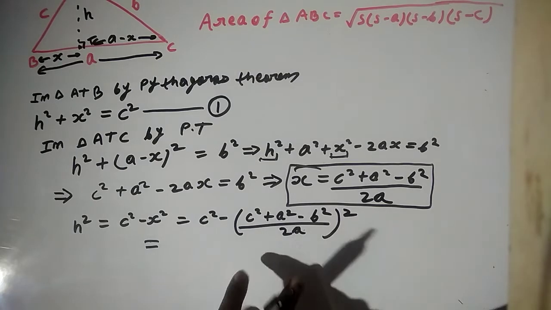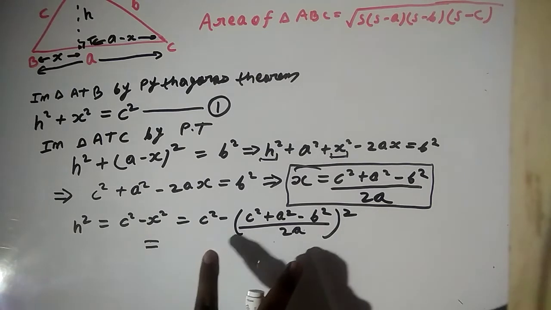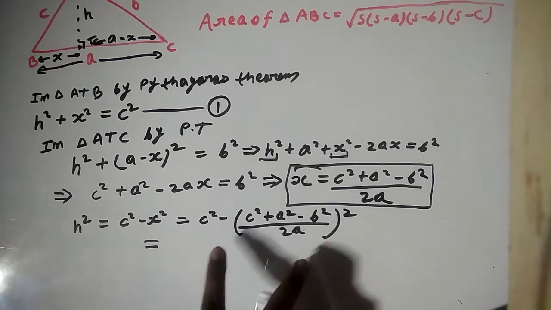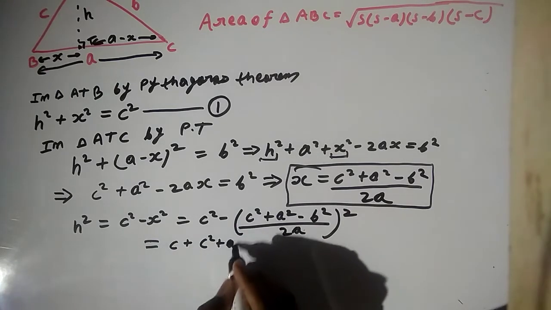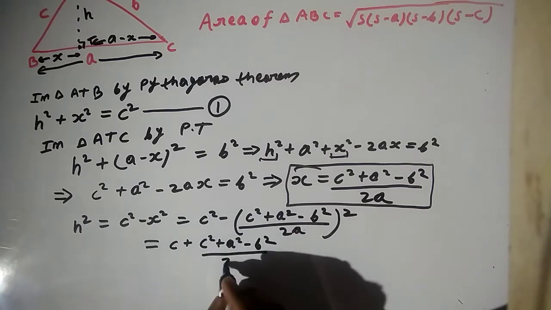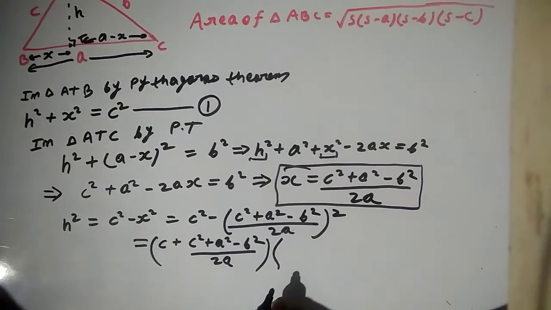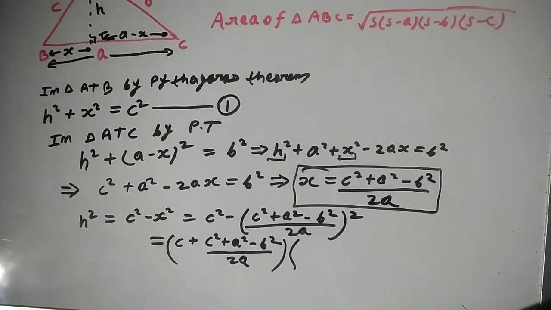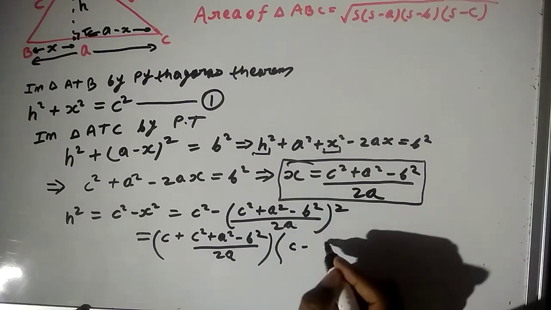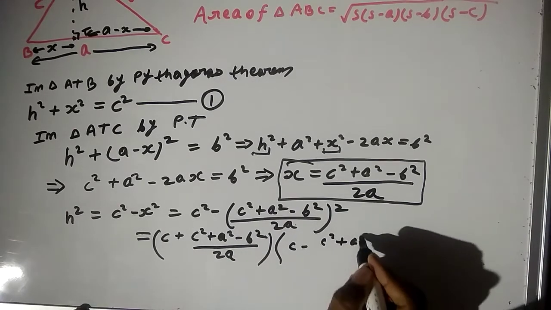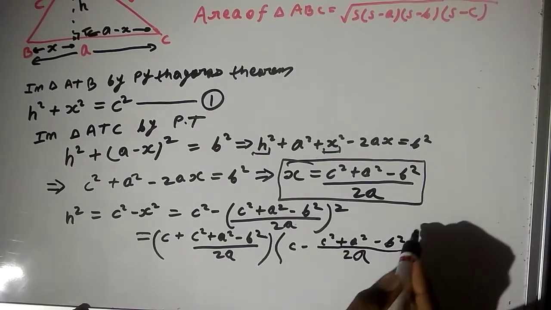Now, this is in the form of a squared minus b squared, so we can write this as (a plus b) times (a minus b). Okay, so this is c plus (c squared plus a squared minus b squared) over 2a, and then we multiply this by c minus (c squared plus a squared minus b squared) over 2a.